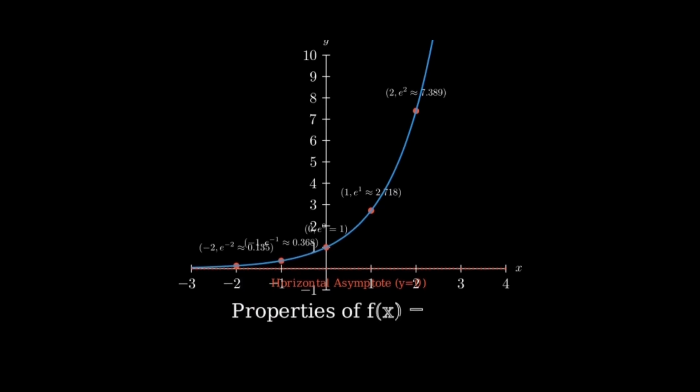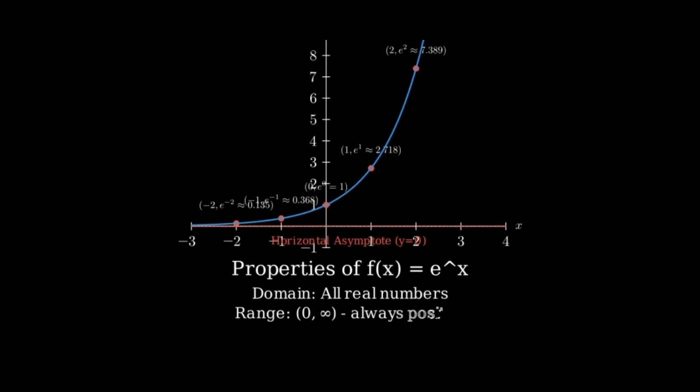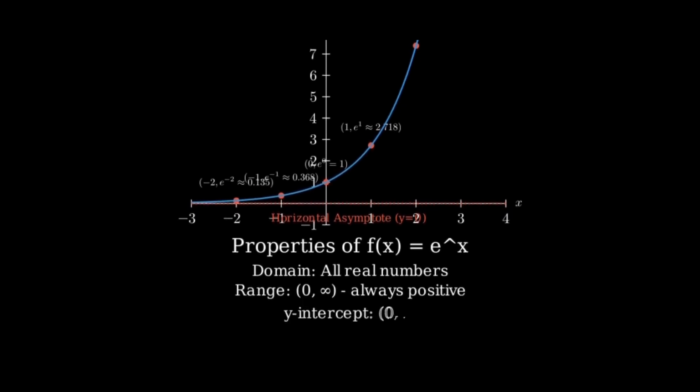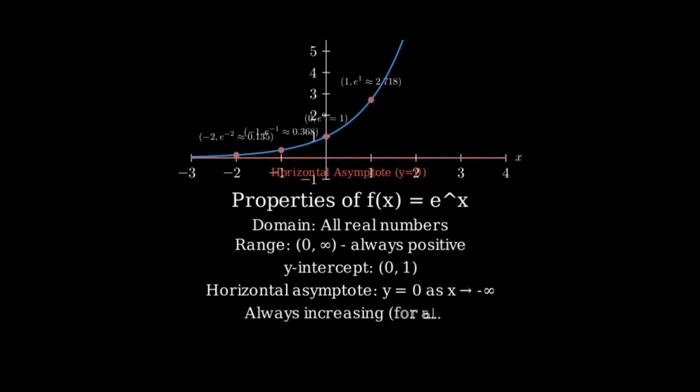Now, let's explore the calculus properties of e to the x. This is where the exponential function truly shines. The derivative of e to the x is simply e to the x. This remarkable property makes e to the x unique among all functions. It is its own derivative.